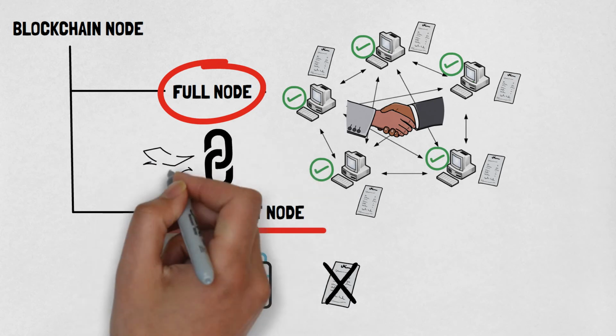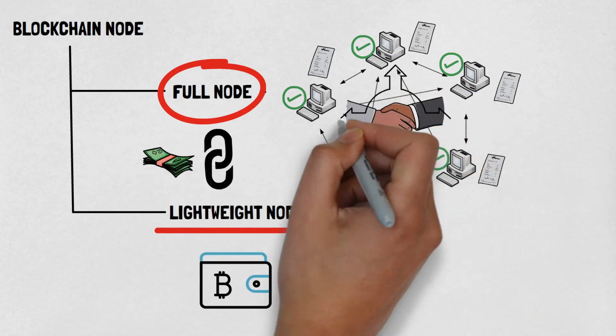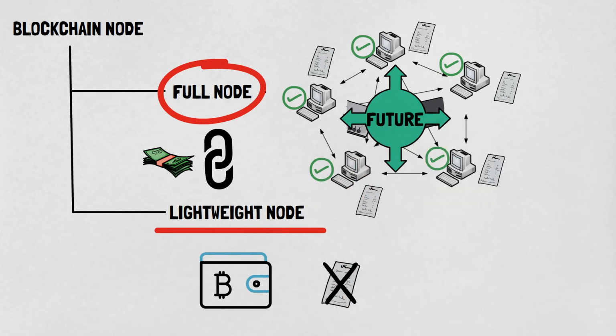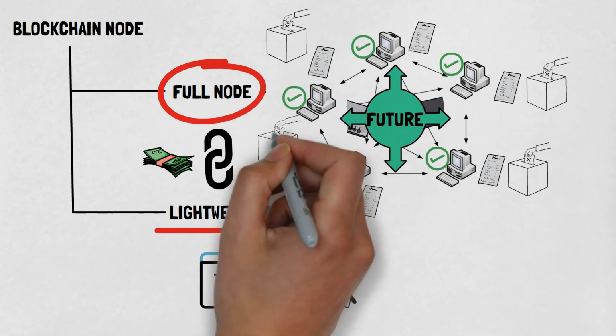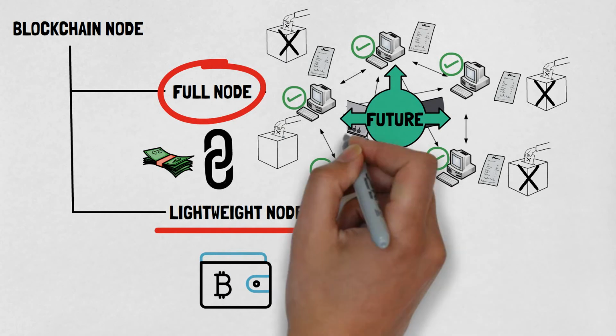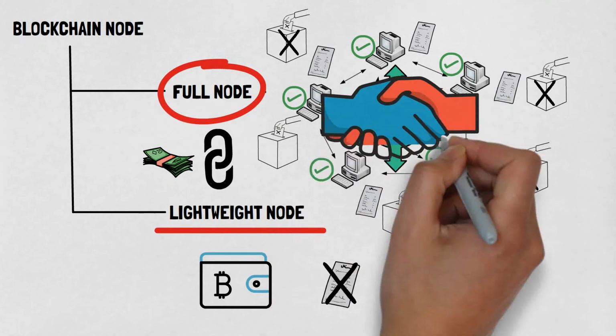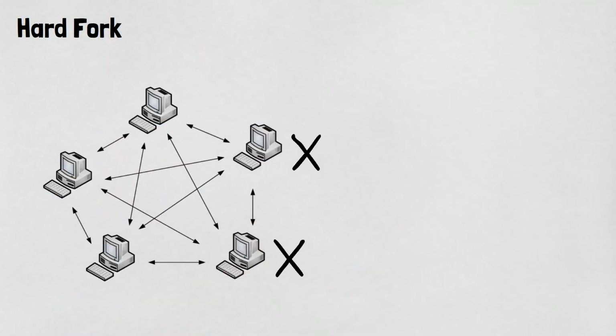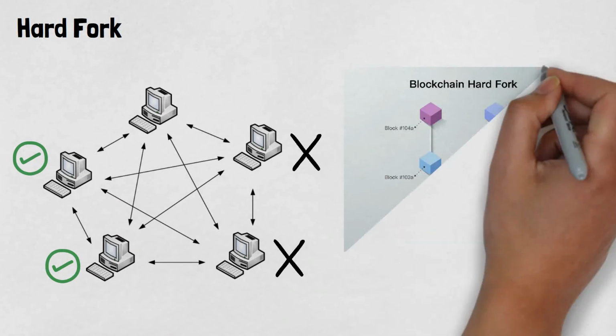When making decisions for the future of a network, full nodes are the ones that vote on proposals. If more than 51% of them don't agree with the proposition, it gets skipped, or in some cases, this can lead to a hard fork. Hard fork means the community cannot agree on a certain change and thus go their separate ways, creating two chains.